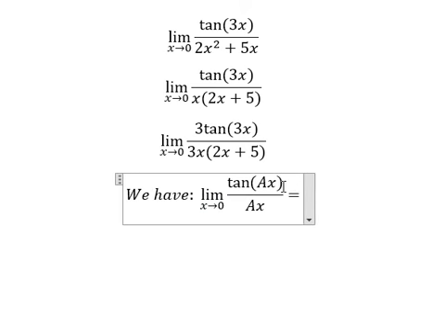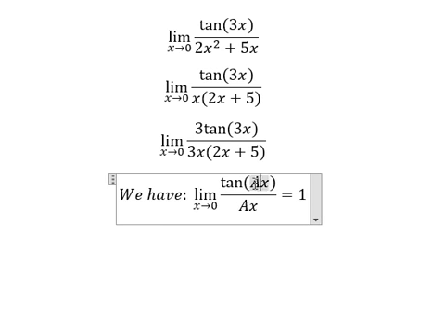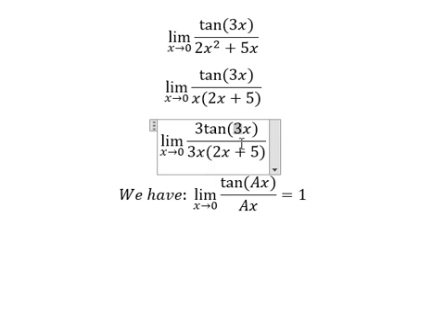So you got number 1. So capital A represents number 3. So when x approaches number 0, tan of 3x over 3x, you get number 1.